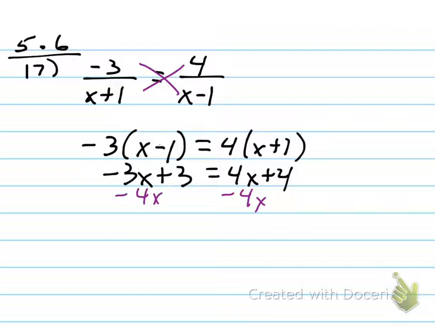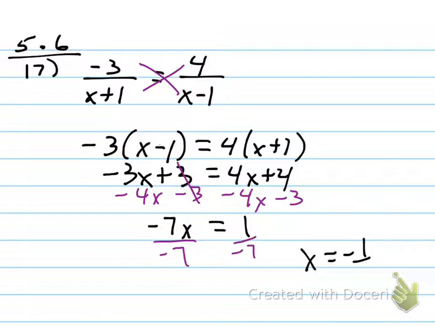And if I have the x's on this left side for negative 7x, then I'd like this 3 that doesn't have x to be zeroed out on this side, and I end up with 1 on the other. The opposite of multiplying is dividing, and so I have x equals negative 1/7.